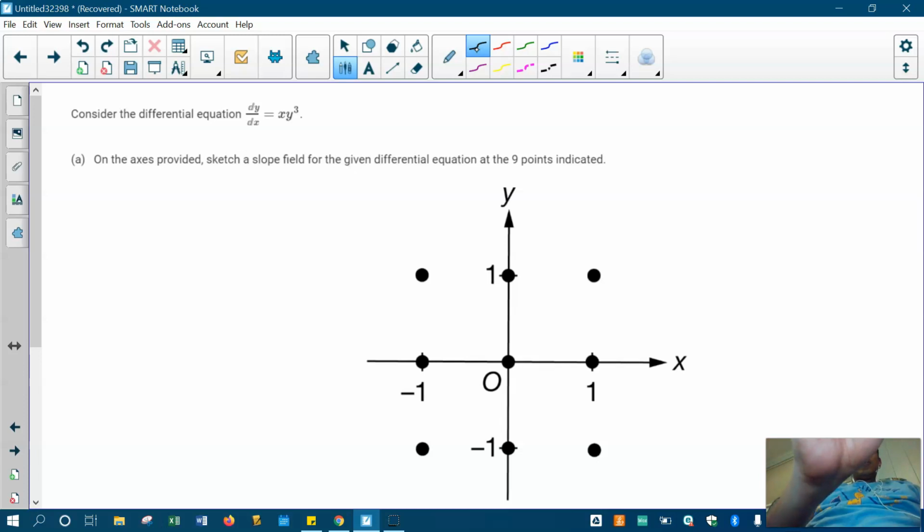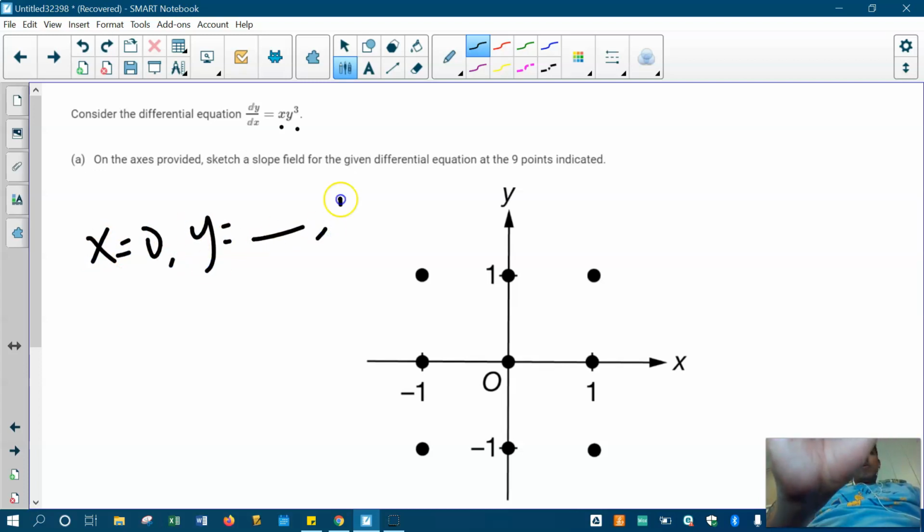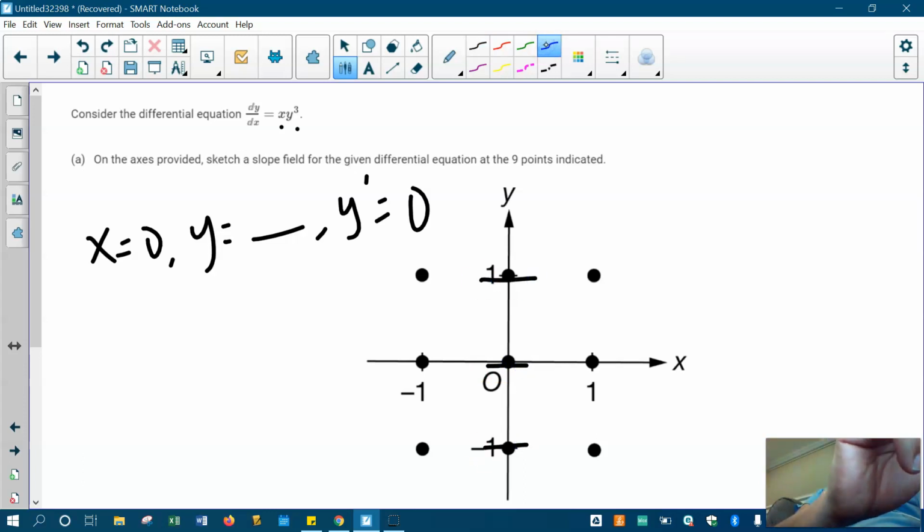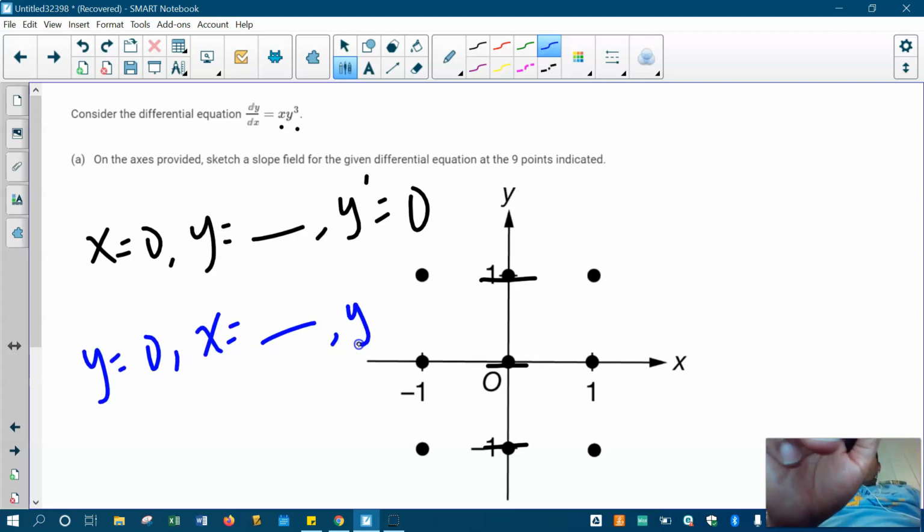Okay, let's go ahead and do this. I've got x times y cubed. I noticed that when x equals 0, it doesn't matter what y is, because y prime is going to be equal to 0. 0 times anything is equal to 0. So anywhere along x equals 0, I'm going to have horizontal tangents. That's my slope. I also notice that when y equals 0, and x could really equal anything, y prime is going to be equal to 0 as well, for similar reasoning. So, of those, now we have 4 points left, so let's go and get those 4 points.